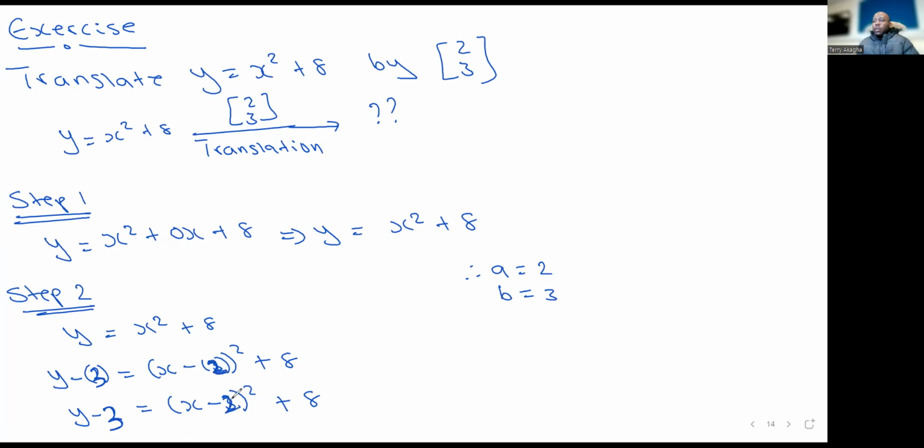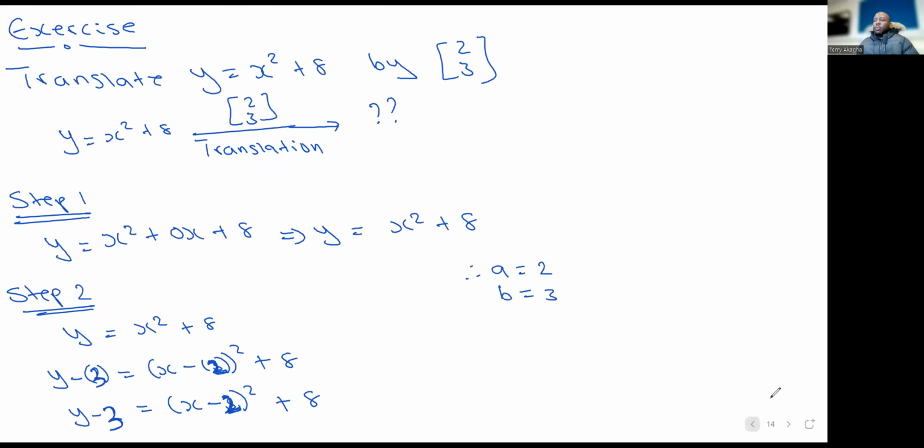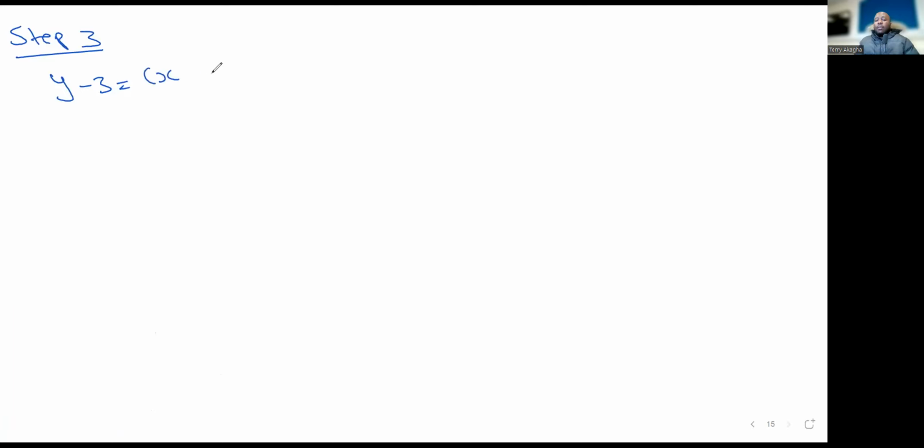Yep. So not the other way around. Okay. So we're going to have that now. So it's going to be y minus 3 is equal to x minus 2 squared plus 8.